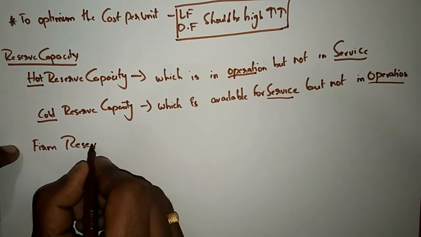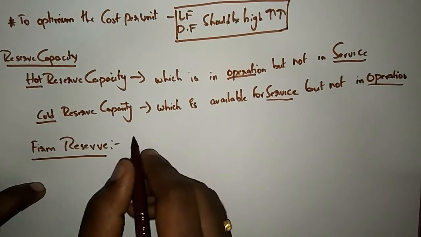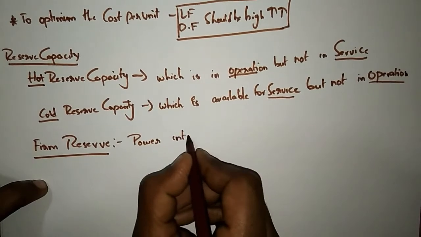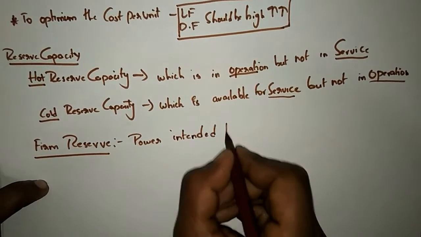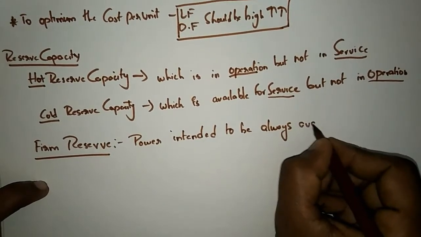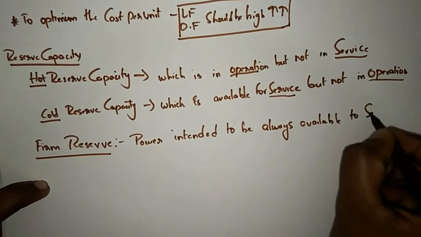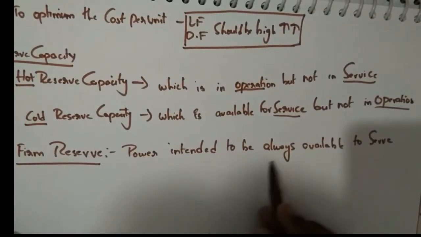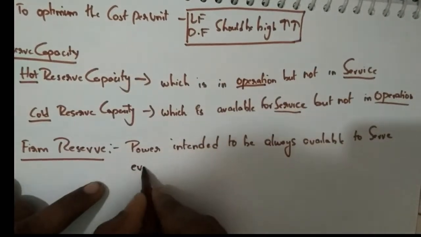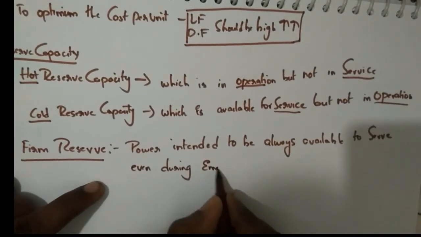Next comes firm reserve. The firm reserve is actually the power intended to be always available to serve even during emergency.